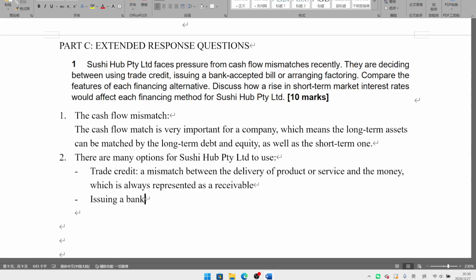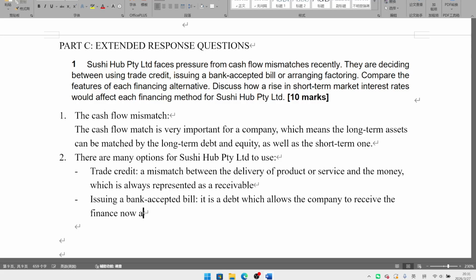Issuing a bank accepted bill. It is a dated bill which allows the company to receive the finance now at the discount rate and repay the face value at a future date.